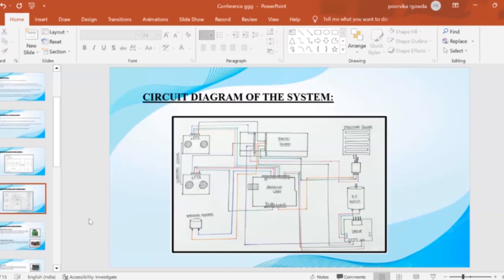Next, coming on to the circuit diagram. This is the circuit diagram which we have made, with the connections in order for the Arduino module and the other components to work synchronously.